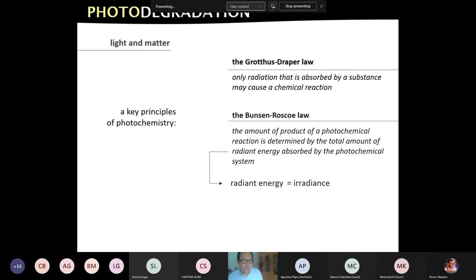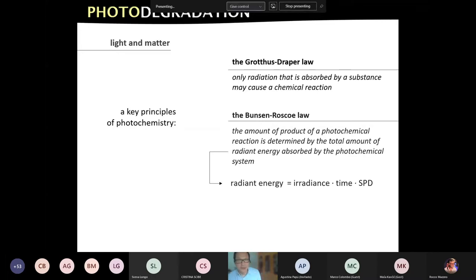But then we have to take into account the time for which this light is interacting with the object. So it will create something we call a dose. But it's not all, because as we are dealing with the photodegradation of heritage objects, we have to look closely at the spectral power distribution of light. What's the intensity of different parts of radiation, in the sense of different wavelengths of radiation, in the light which is interacting with the object.